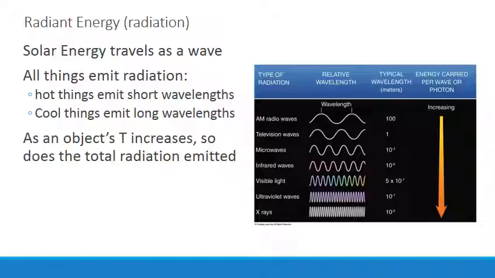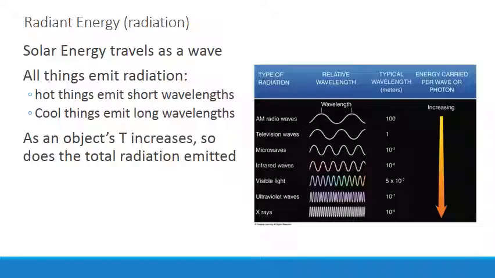Solar energy. The third mechanism of heat transfer is radiation. And unlike conduction and convection, radiation is the only mechanism that can transfer thermal energy through space, and thus is responsible for solar energy reaching the Earth. The important thing to note about radiation is that it travels like a wave.